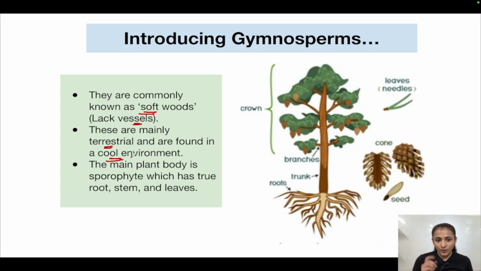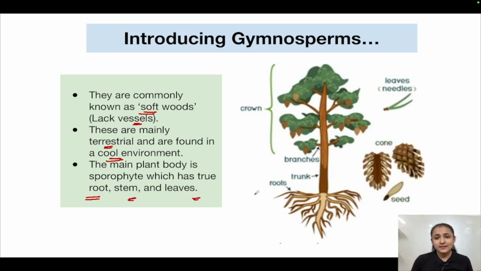The main plant body of gymnosperms is a sporophyte. Now from pteridophytes, we have seen earlier in bryophytes, and in what did we study in algae? The gametophytic stage was more dominant, but from pteridophytes the sporophyte is becoming more dominant, right? So in pteridophytes the sporophyte was dominant. In gymnosperms, the sporophyte is also the dominant stage, or this is the main plant body, and it has true root, stem and leaves.